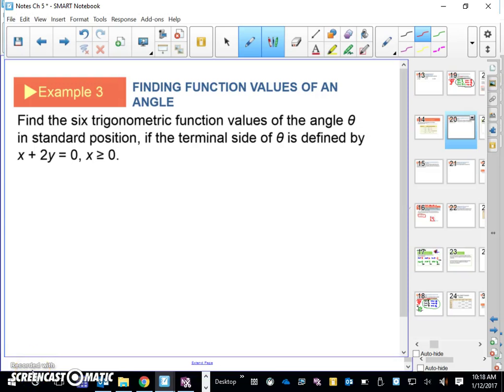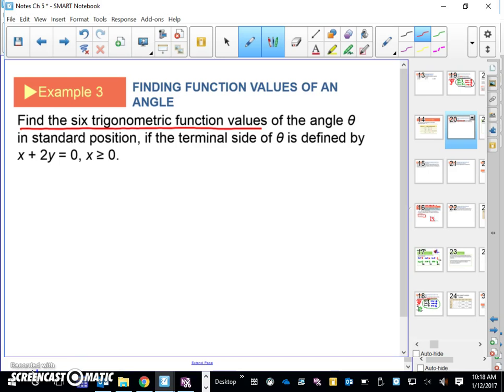Example 3, find the 6 trig function values of angle theta in standard position, where the terminal side of theta is defined by this line, x plus 2y equals 0. We're finding the 6 trig function values, so we're doing the same thing: sine theta, cosine theta, tangent theta, secant theta, cosecant theta, and cotangent theta.